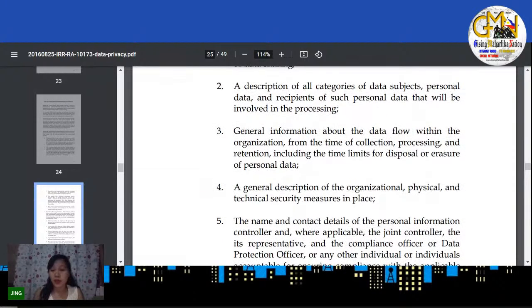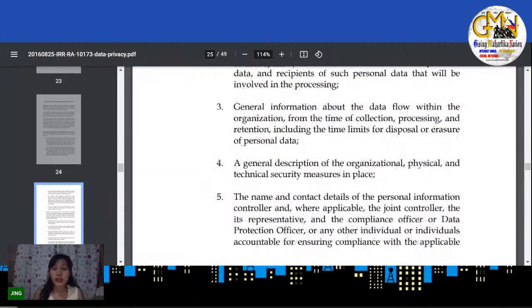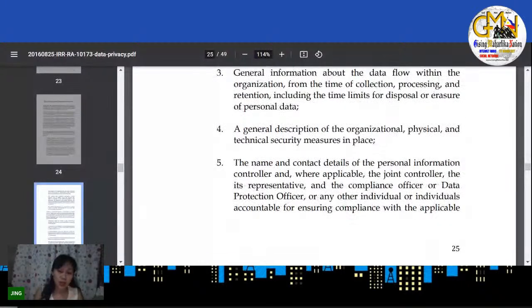3. Procedures within the organization from the time of collection, processing, and retention, including the time limits for disposal or erasure of personal data. Number 4, a general description of organizational, physical, and technical security measures in place.